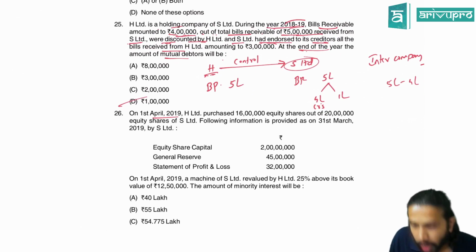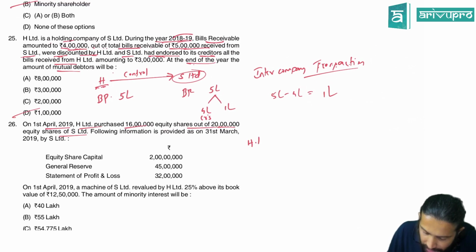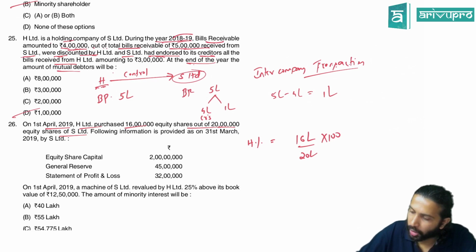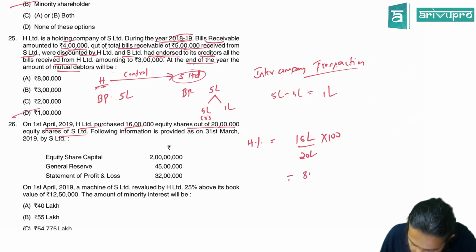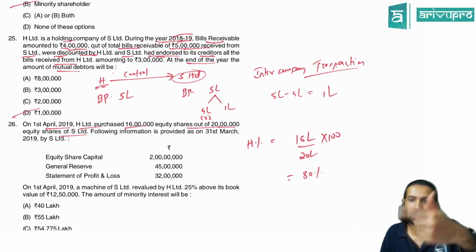Next, on 1st April 2019, H Limited purchased 16 lakh equity shares out of 20 lakh equity shares of S. So that means, can we calculate H Limited's share percentage? H Limited owns 16 lakh shares out of how much totally? 20 lakh shares. In 20 lakh, if H Limited owns 16 lakh, what is their shareholding percentage? H Limited owns 80%. Yes, no? Holding company has about 80%.